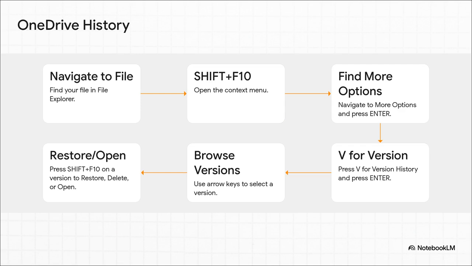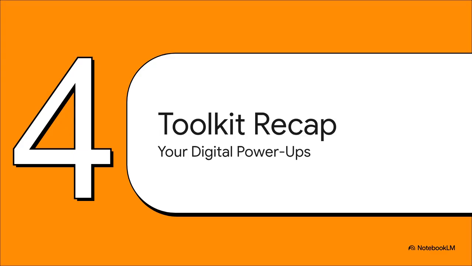Seriously. In File Explorer, just find the file you need help with, hit Shift F10 to bring up the context menu, find More Options, and then hit V for version history. You'll see a whole list of previously saved versions of your file. You can open any of them up to see what's inside, and if you find the one you need, you can restore it. Now, just a quick heads up, restoring will overwrite your current file, so just make sure you're grabbing the right one.